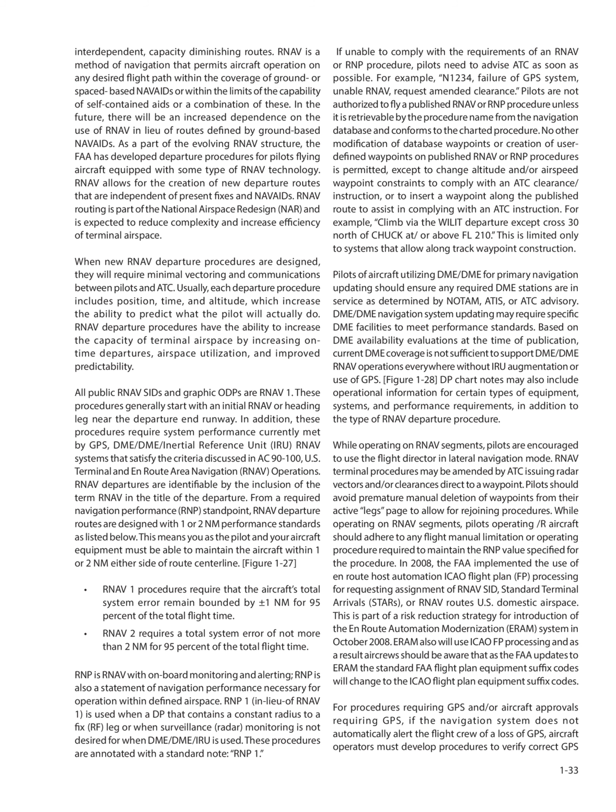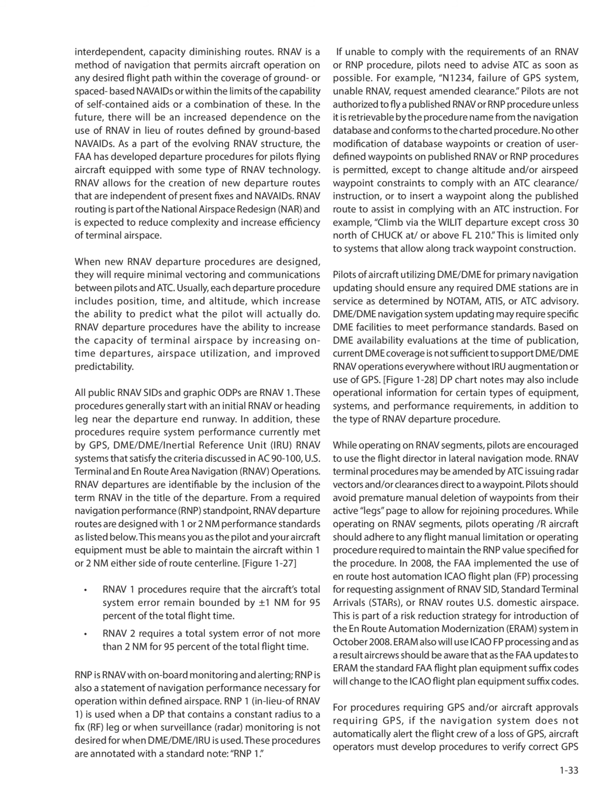Figure 127. RNAV 1 procedures require that the aircraft's total system error remain bounded by plus or minus 1 nm for 95% of the total flight time. RNAV 2 requires a total system error of not more than 2 nautical miles for 95% of the total flight time. RNP is RNAV with onboard monitoring and alerting. RNP is also a statement of navigation performance necessary for operation within defined airspace.